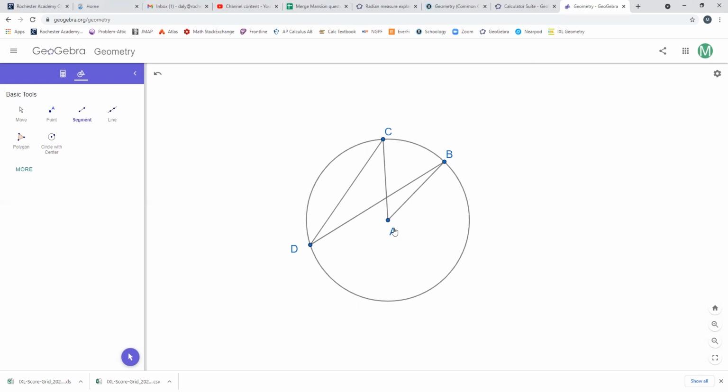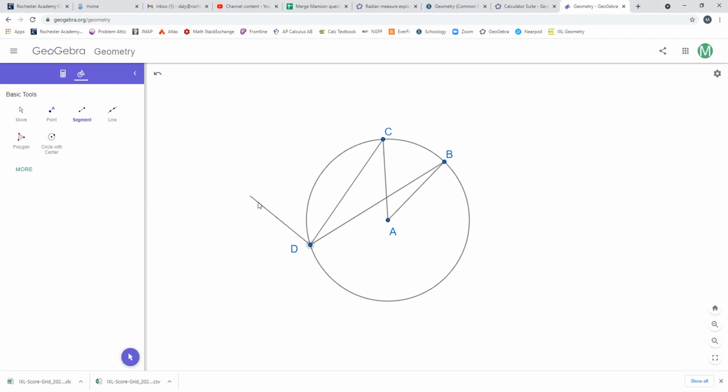So this angle at A is called a central angle. We'll call it a central angle because the vertex is the center of the circle. And the one at D is an inscribed angle because all 3 points of that angle, B, C, and D, are all on the boundary of the circle. Okay, and that would be true.